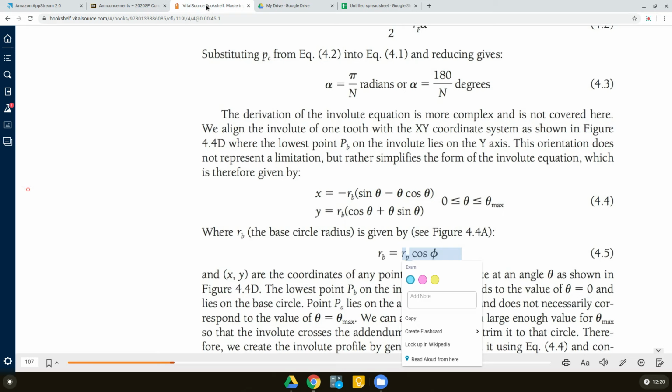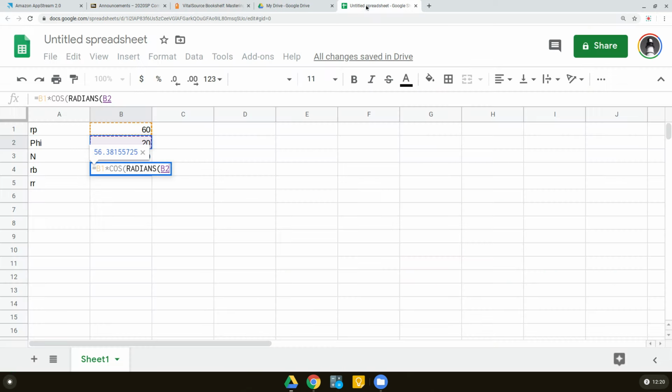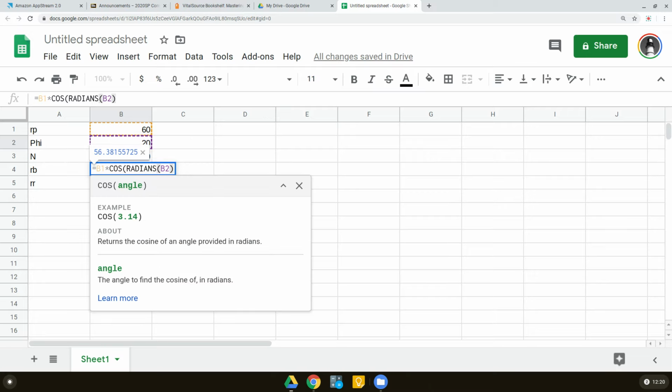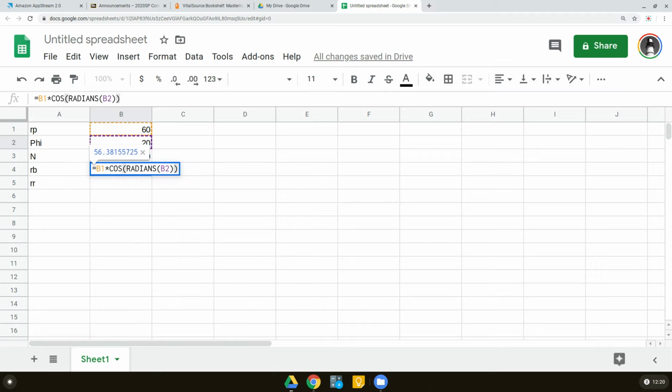Once again, let me take a look at this. Cosine of phi, yes, pressure angle, which is the 20 degree. Then I'm going to close that. So I converted that angle into radians, and then I have taken cosine of it and then multiplied that by the pitch circle radius. That's going to give me my base circle radius. So that's that 56.38. We can maybe round it to two decimal places.